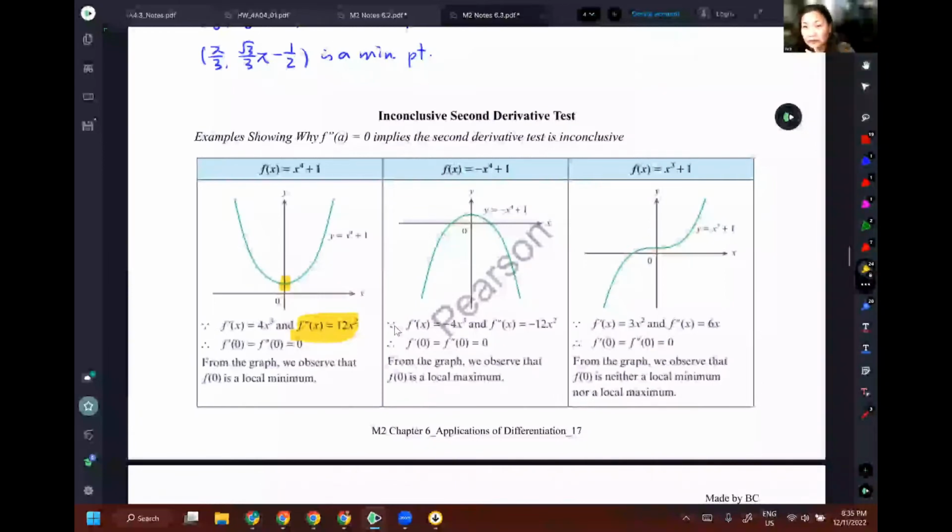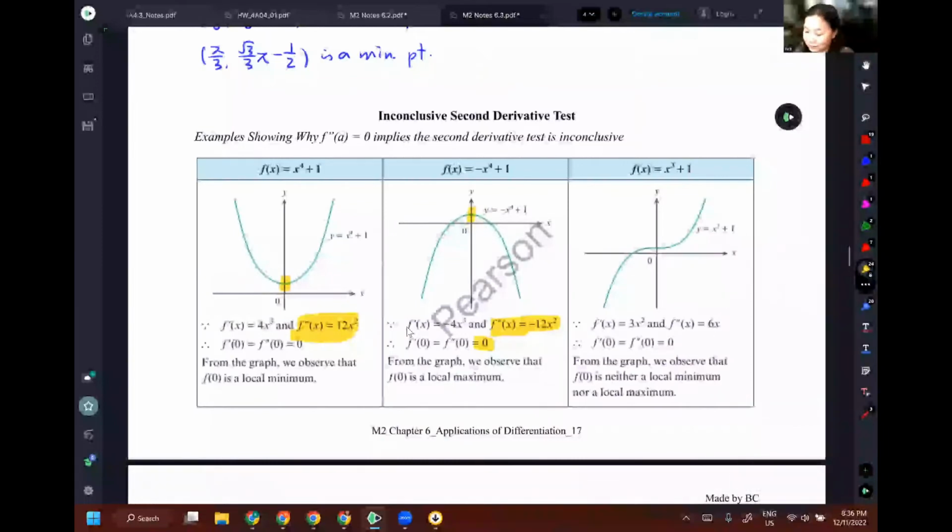Second example, y equals negative x to the power 4 plus 1. In this function, the second derivative is negative 12x squared. The second derivative at 0 is 0. But you can see this point is a maximum.